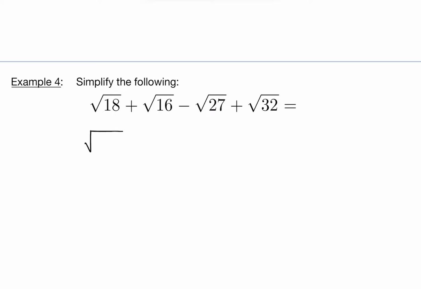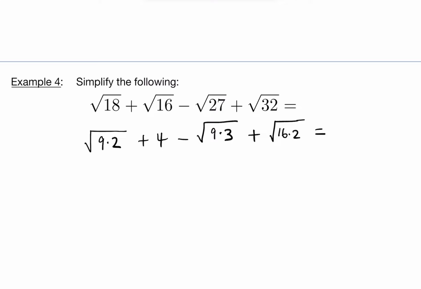has two different factors, 6 times 3 and 9 times 2. We're going to use 9 times 2 because 9 is a perfect square. Square root of 16 we already know is 4 times 4, so that works out to just 4. And then the square root of 27 is really 9 times 3. And then the square root of 32 has 8 times 4 as a factor, but there's actually a better one, and that is 16 times 2. Okay, we're using 16 because 16 is the largest perfect square that is a factor of 32.